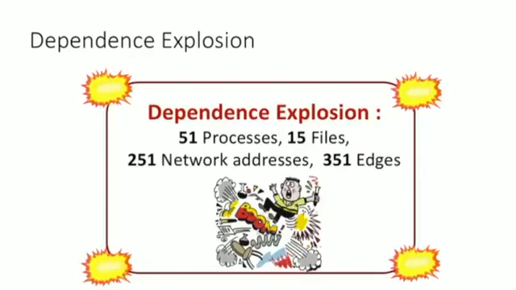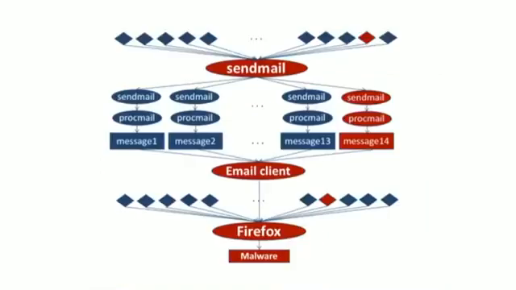Here are some simple numbers about the dependencies. The previous graph has 51 processes, 15 files, more than 250 network addresses, and more than 350 edges. But the attack is pretty simple. It's a very simple attack, but the graph looks very complex. That's because of the dependency explosion problem, because the graph actually has many bogus dependencies. The red nodes in this graph show the attack path.